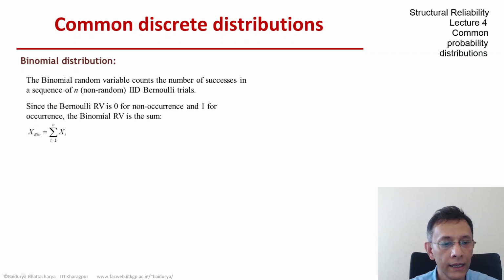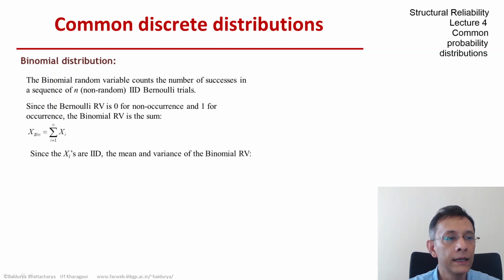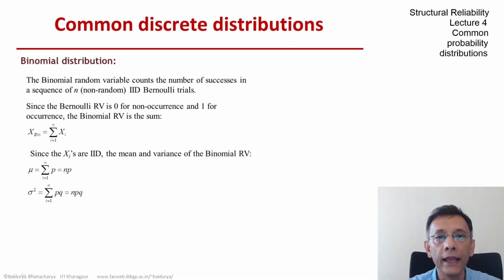Now this actually lets me derive the mean and the variance of the binomial random variable nicely, since the expectation of the sum is the sum of the expectations. So the mean of the binomial is n times p, and the variance of the binomial is the sum of the variances, because the Bernoulli trials are all mutually independent.